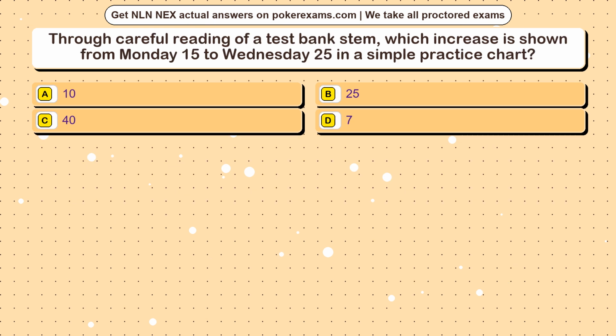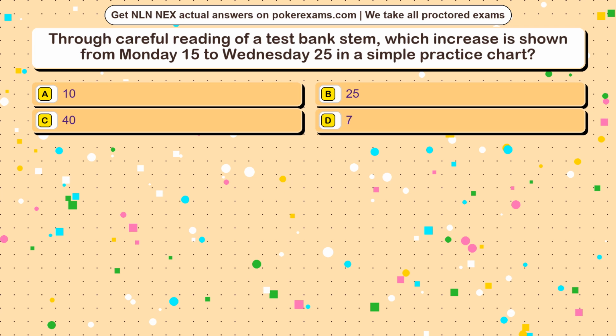Question 25. Through careful reading of a test bank stem, which increase is shown from Monday 15 to Wednesday 25 in a simple practice chart? Option A, 10. Option B, 25. Option C, 40. Option D, 7.